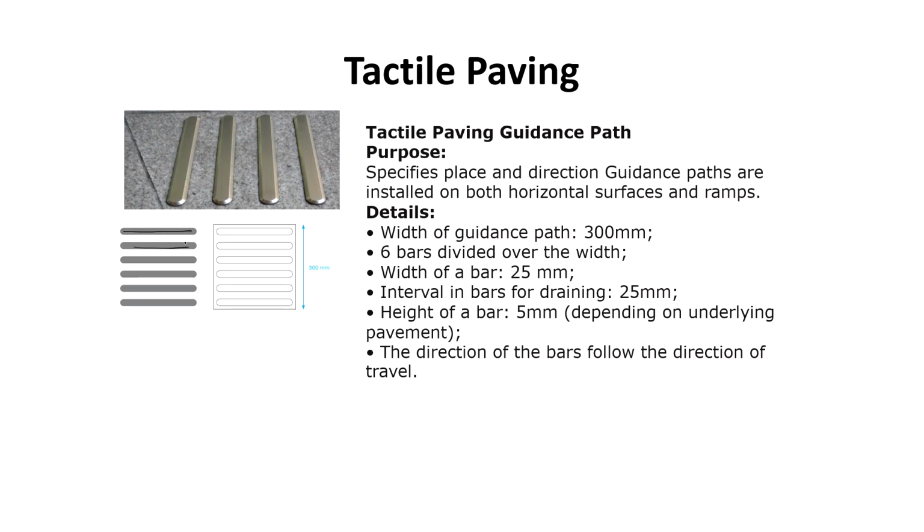These strips are 300 mm, which is 6 bars in a row, and the width is around 25 and the height is again 5 mm. These are the directional bars which follow the direction of travel in which the accessible people have to travel.